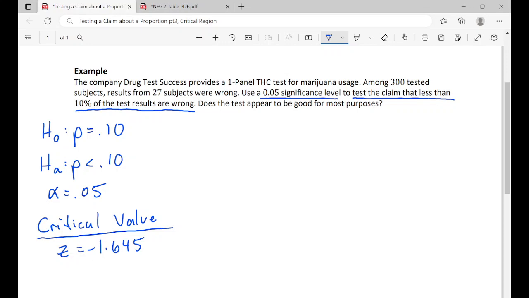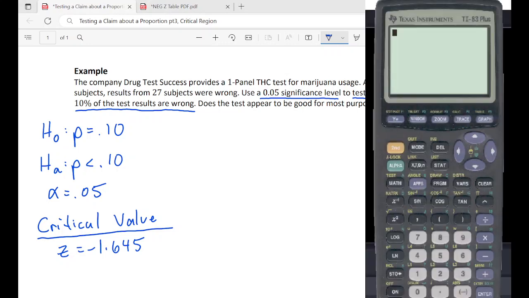You can also have done this in a calculator. If you wanted to, you would just go to second and vars, and we're going to do inverse norm. And we would just say 0.05 for the area, leave everything else alone, just hit enter. And we would also get negative 1.64 and round it up to a 5. So whether it is the calculator or the chart, both will work just fine.